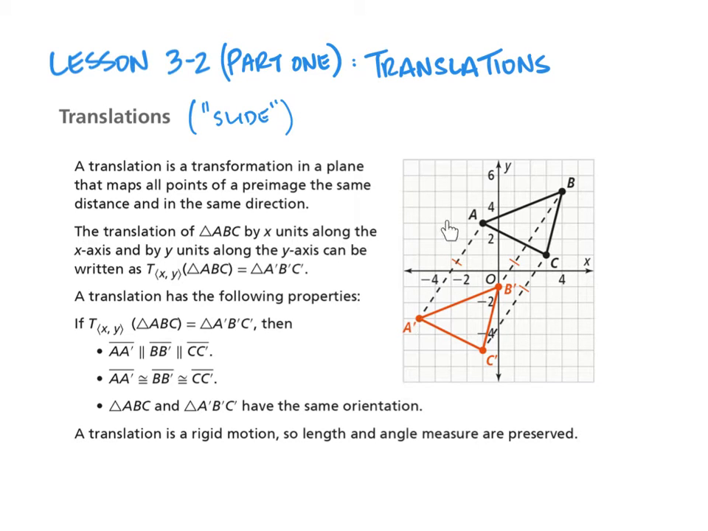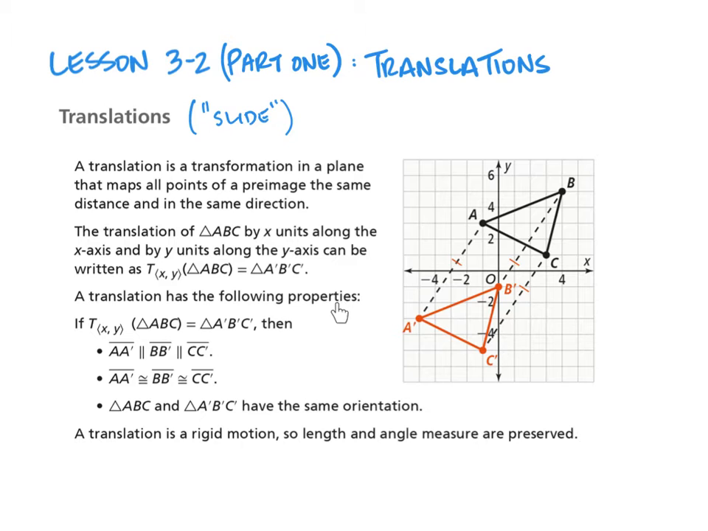That's the way that we describe a translation. A translation moves every point x units along the x-axis, meaning x units in some direction, either the negative or the positive direction, horizontally, and y units along the y-axis, the up and down movement. It can be written as the translation of x comma y of shape triangle ABC to triangle A prime, B prime, C prime.